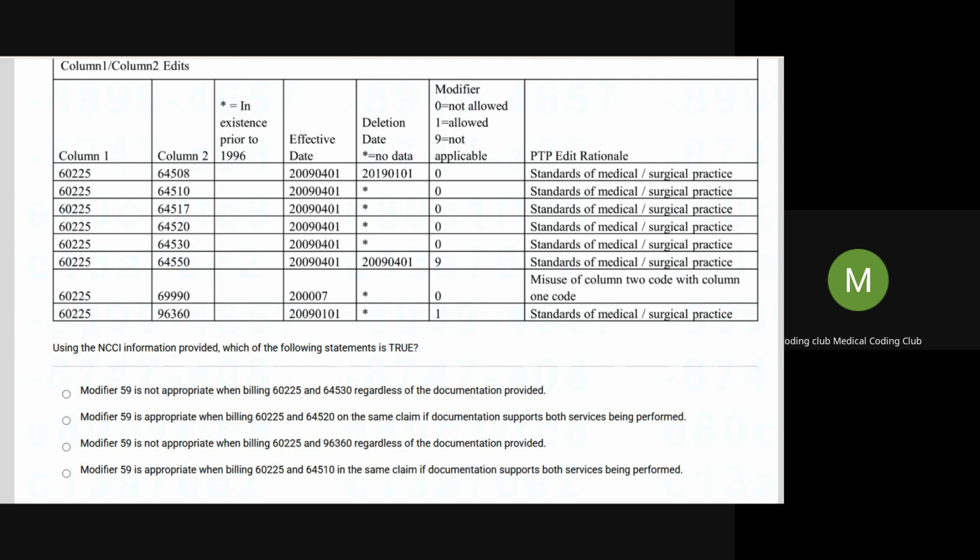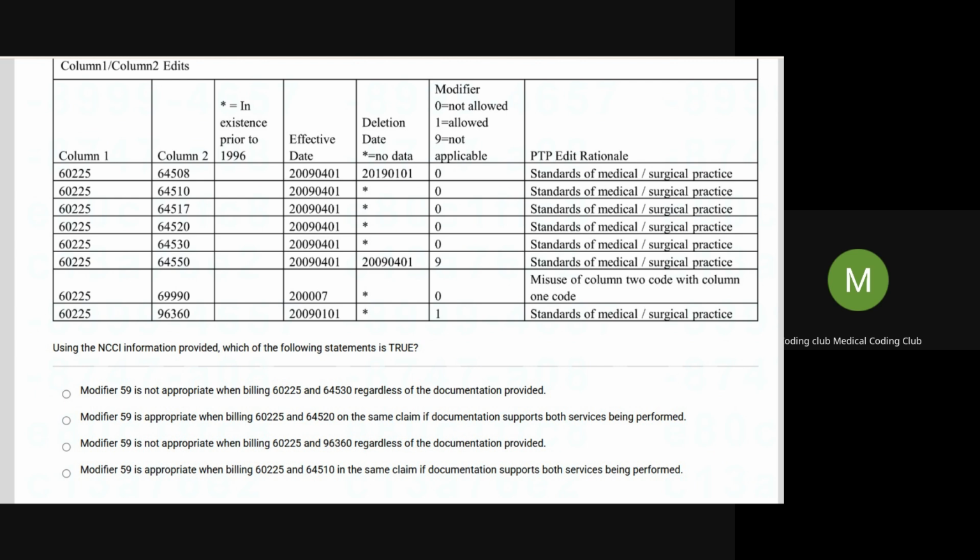Then comes the NCCI modifier indicator. You can see the modifiers here. There are three main indicators: 0, 1 and 9. If you get a 0 between two CPT codes, it says not allowed. That means even using any modifier, you cannot bill those two services together. If you get indicator 1, then it is allowed. Using an appropriate modifier, you can bypass the edits, so the provider can get payment.